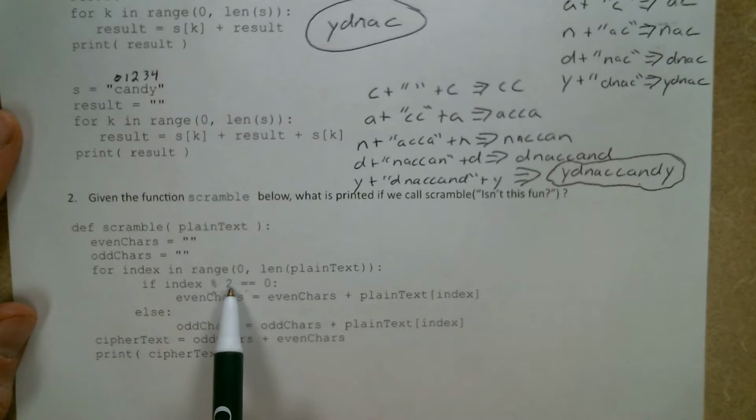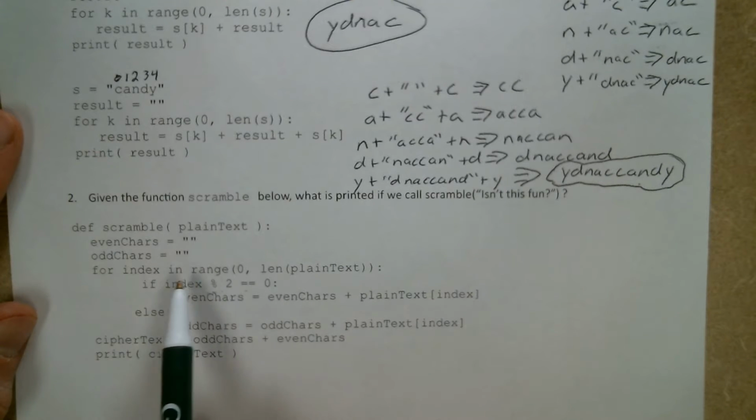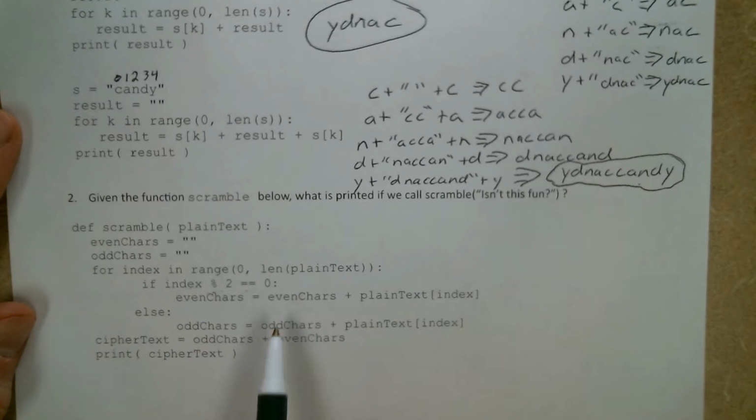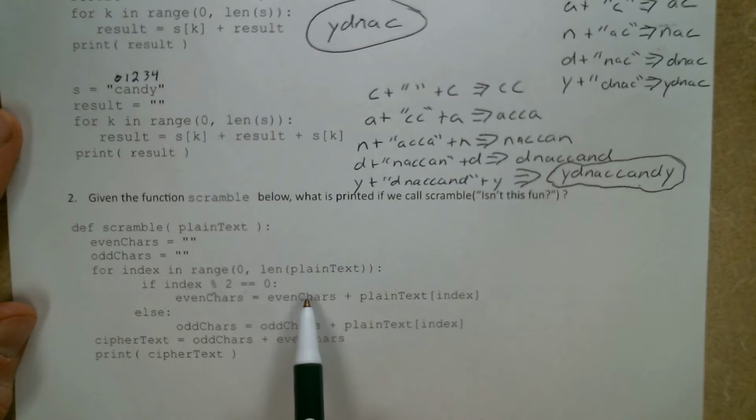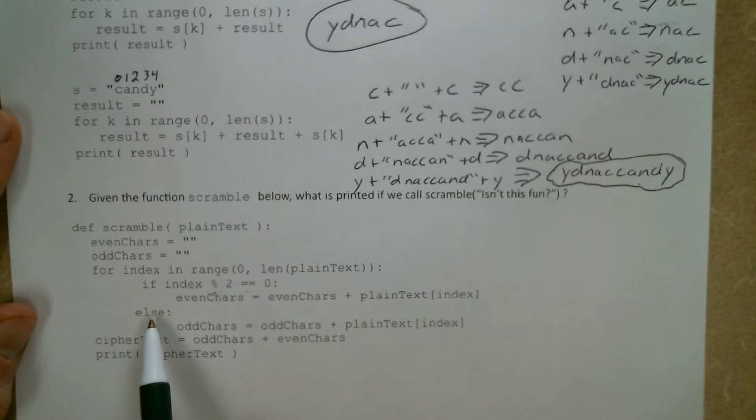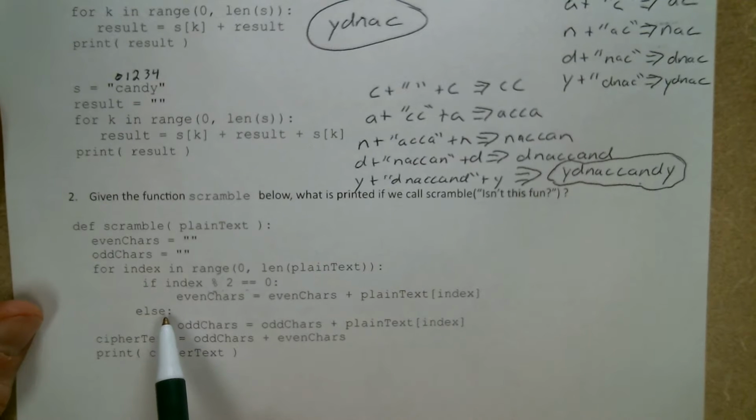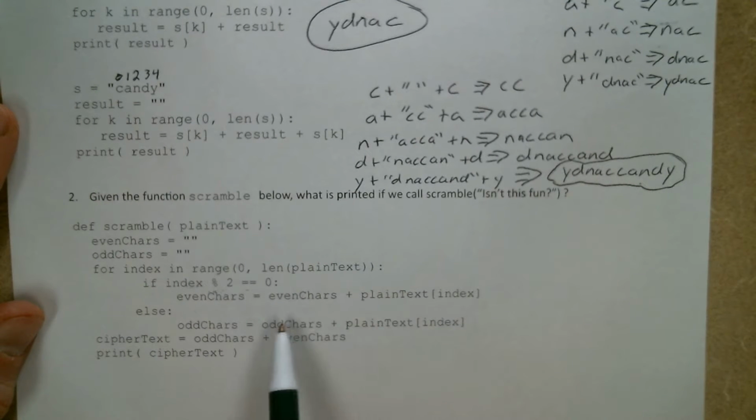So this is saying, when you divide by 2, is there no remainder? Basically, is it an even number? Because even numbers, when you divide by 2, have no remainder. So this is saying if the index number is even, add that character to even characters. Else, which implies that the index number is odd, add it to the odd characters. And then after the loop is over, notice that this is after the loop is over, we're going to take our odd character variable and combine it with our even character variable.